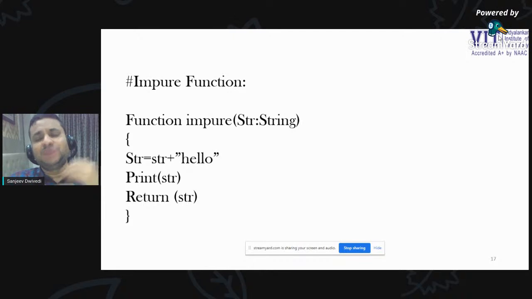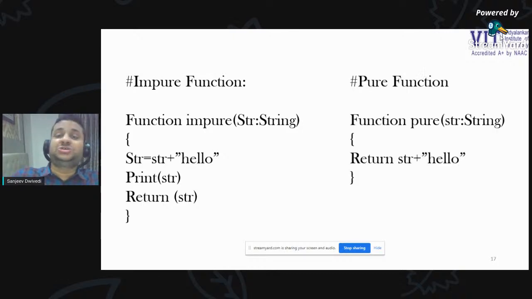So there is a function which takes a string, and what we did is str equal to str plus hello. So we have changed the string. The string gets appended a value. The string is then printed and returned. The state of the input argument string passed to the function is changed during the execution of the function. And such a function we call an impure function.